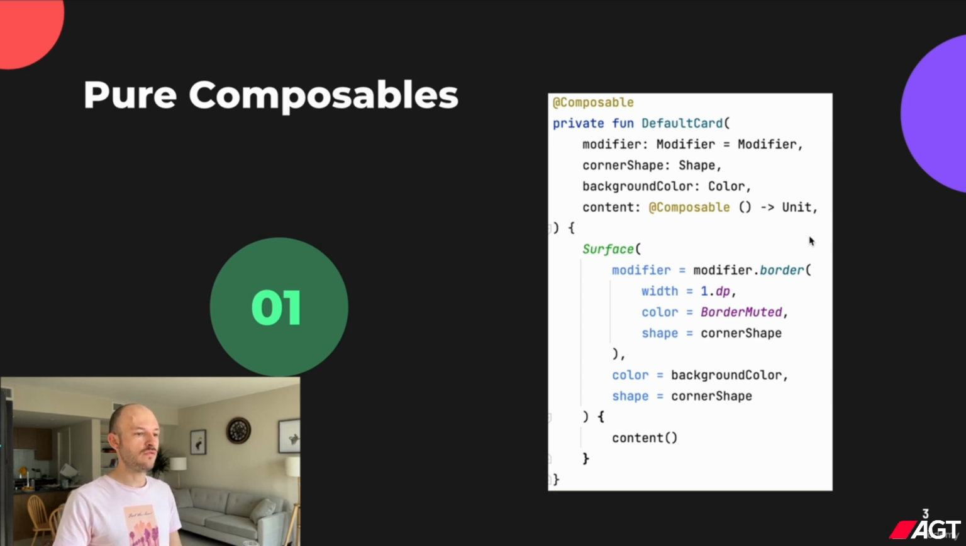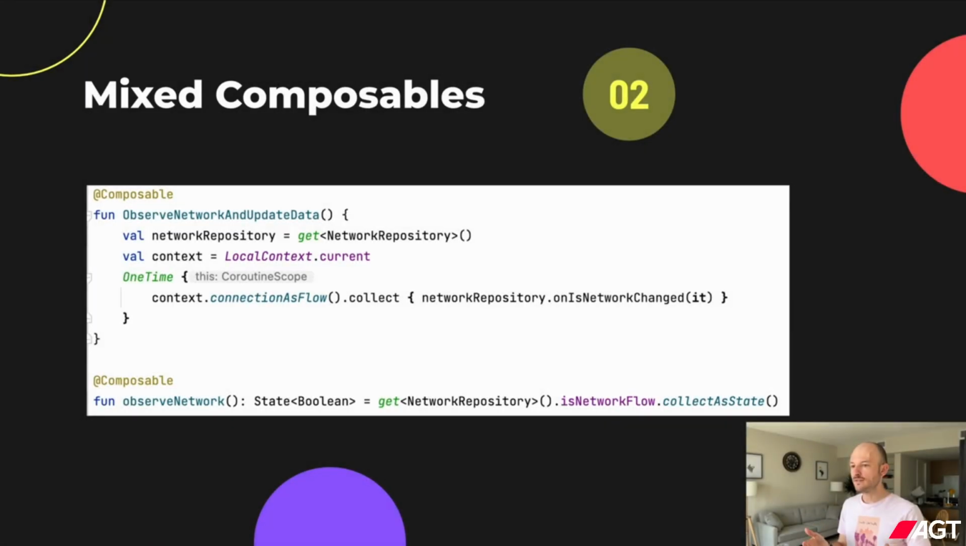A huge part of your pure composables will be default composables that are widely reused across the app. They can be considered basic blocks for your upper level composables. The second term is mixed composable function. This is a function that depends on any sort of business logic in your application. In this example, composables depend on the network repository and read-write network state from it. So this is a mixed composable.